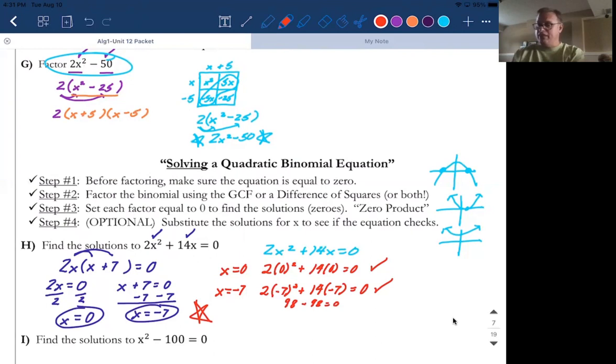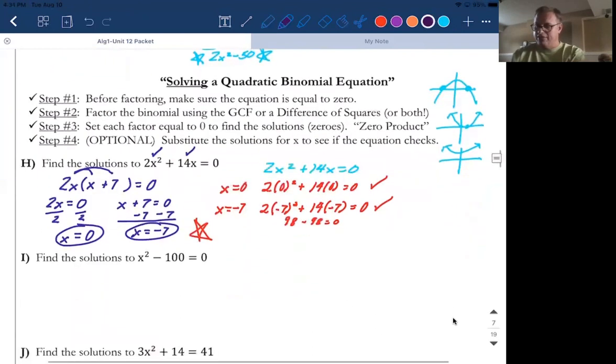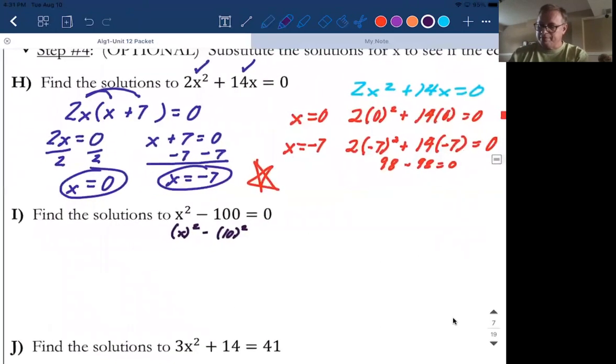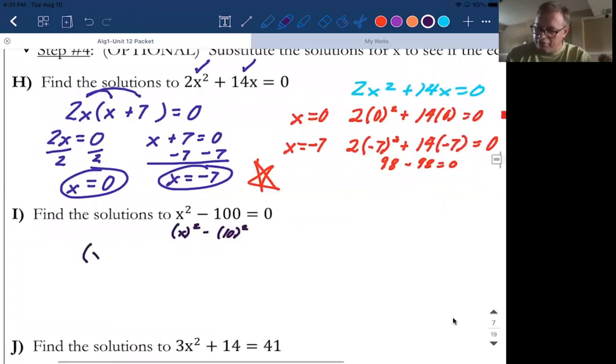So there we saw the greatest common factor. In this one, we're going to see the difference of squares appear. All right, let's look at it. Find the solutions to x squared minus 100 is equal to 0. There is no greatest common factor. But we do know that this is really x squared minus 10 squared. And following that difference of squares principle, we know this is going to factor into x plus 10, x minus 10. And again, it was already equal to 0, so it was legal for me to factor that.